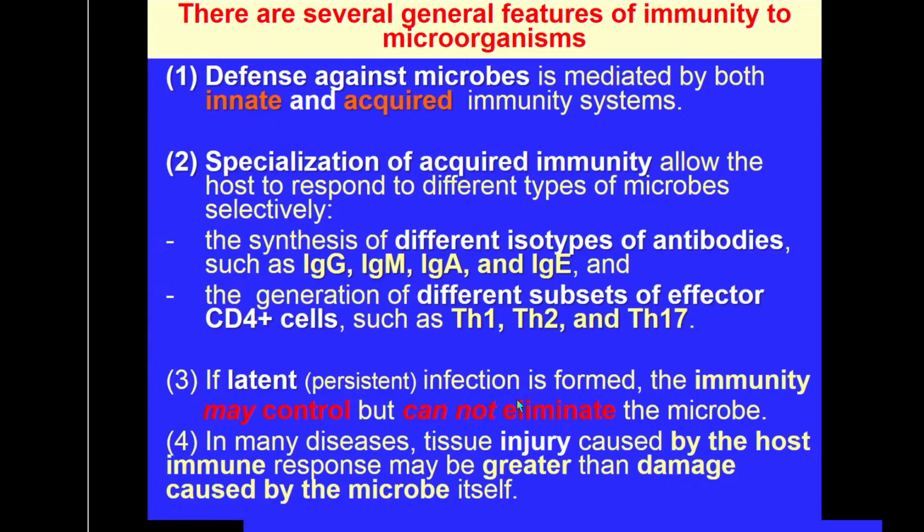If latent or persistent infection is formed, you know, this is an infection when the microbe occurs in the human body during a long time, immunity may control the microbes and their replication, but cannot eliminate them. In these conditions, when persistent infection is happening, a balance between immune mechanisms and the microbe's capacity to survive is maintained in the human body. And this balance is very important to keep bacteria and viruses in a non-harmful state.